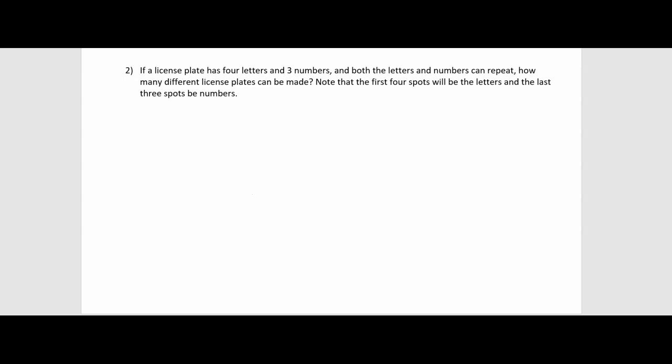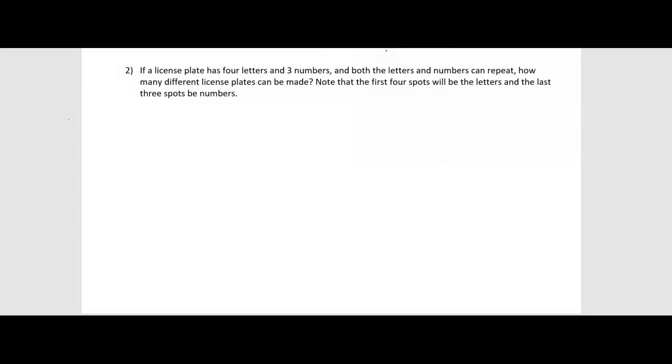Okay, so it says if a license plate has 4 letters and 3 numbers, and both the letters and numbers can repeat, how many different license plates can be used? Note that the first 4 spots will be letters, and the last 3 spots will be numbers. Now, I know this isn't what every single license plate looks like. We just simplified it down. Certainly some license plates can have numbers in the first few spots. Sometimes they're all mixed up. We're just going to assume that all the license plates here follow the same format.